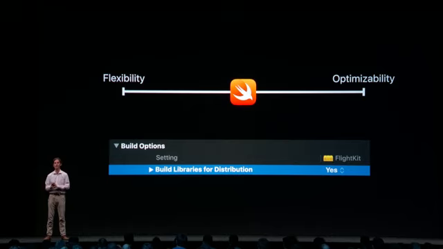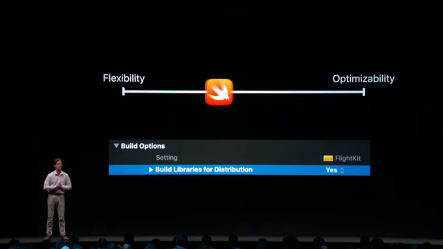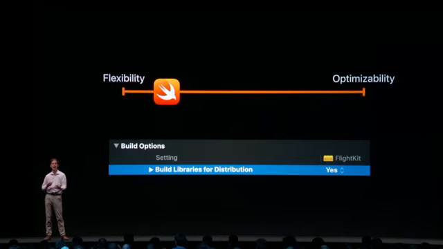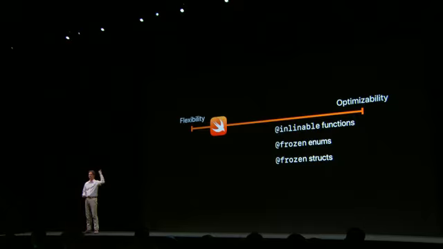Harlan said before that this has multiple effects, in addition to generating the module interface file. And one of those effects is to set the default to the flexibility side. But again, Swift needs to be able to handle all of these use cases. And so in this section, I'm going to talk about what you can do once you've profiled the behavior of your framework from the outside and seen that you need additional performance. And there's 3 ways to do that: inlineable functions, frozen enums, and frozen structs.